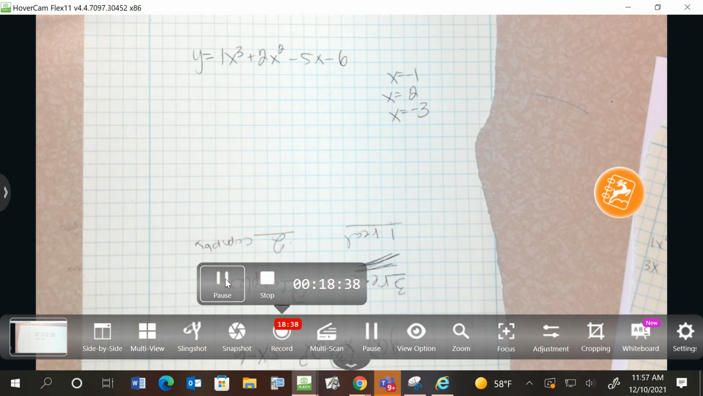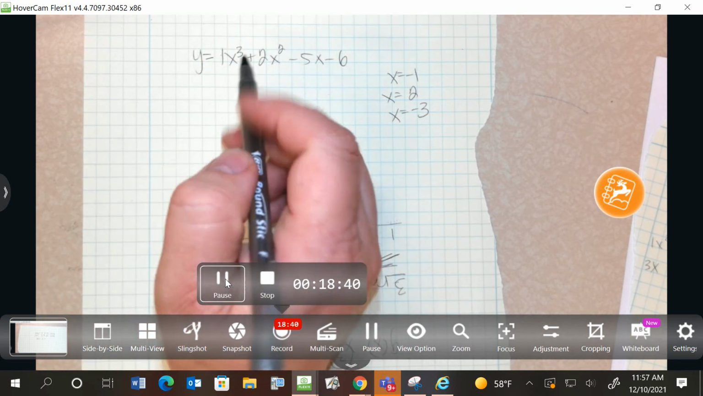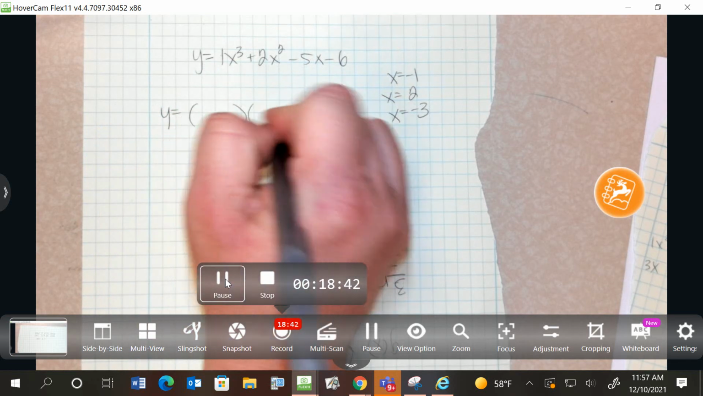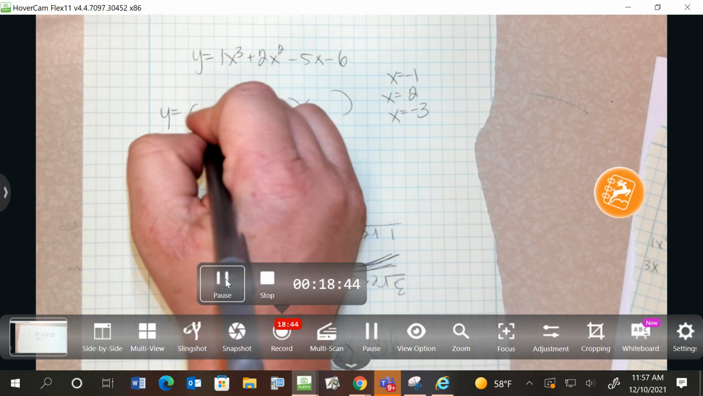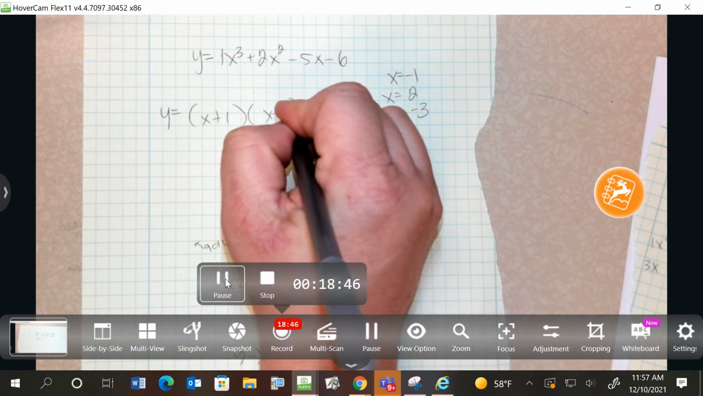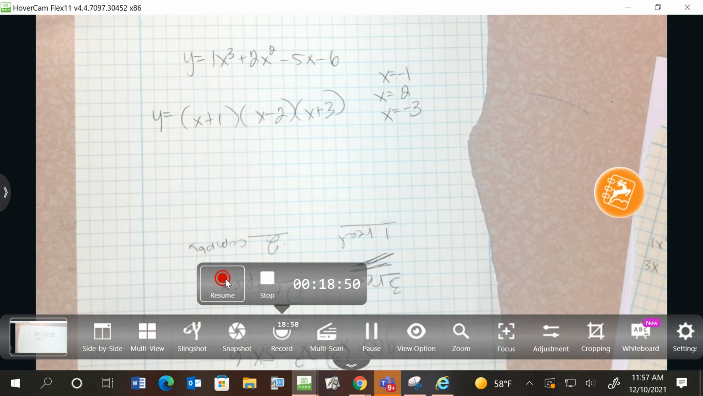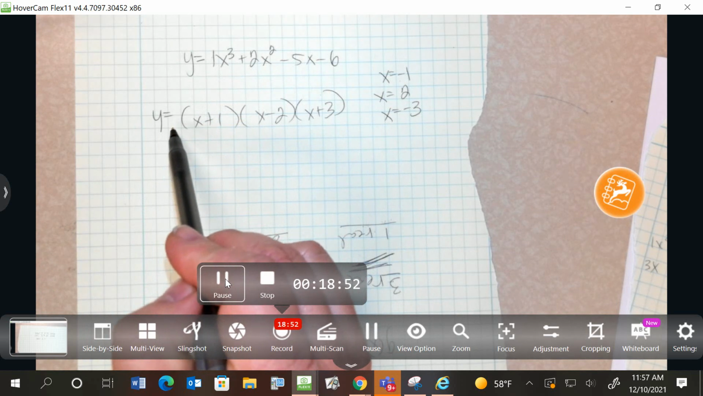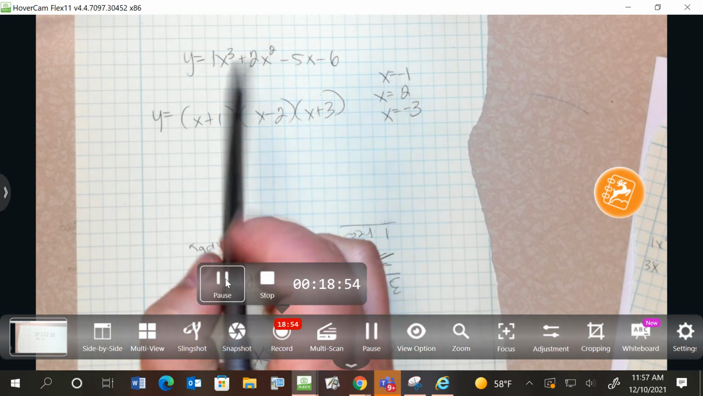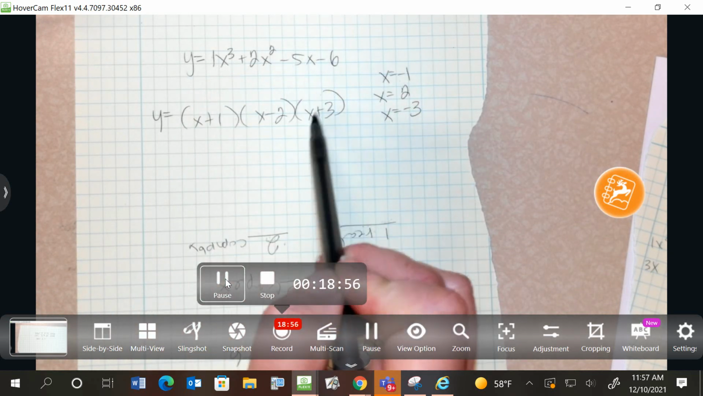So what do I do once I know the x-intercepts? Then I rewrite this with 3 factors. Remember, it's going to be x plus 1, x minus 2, and x plus 3. To make sure, you could always graph this in Desmos and graph the original in Desmos. You'll see that they're the exact same.